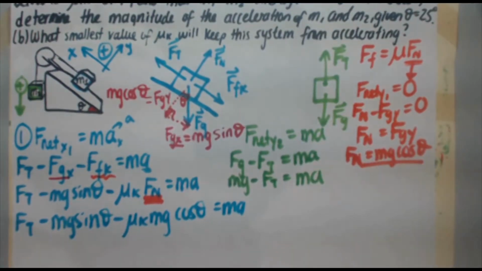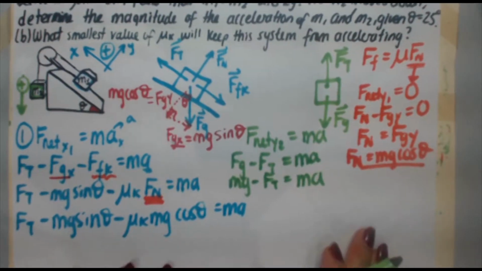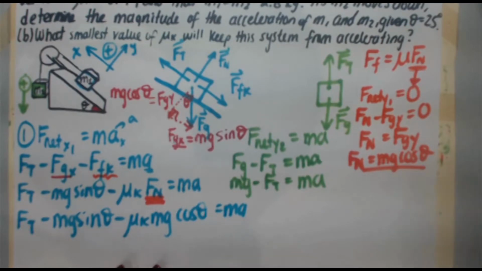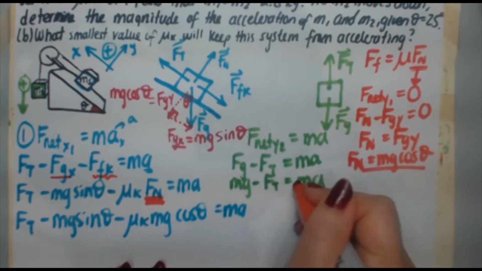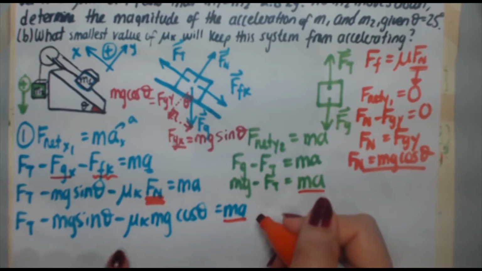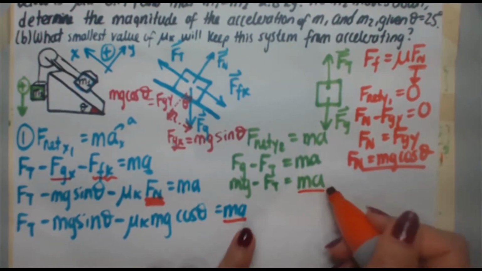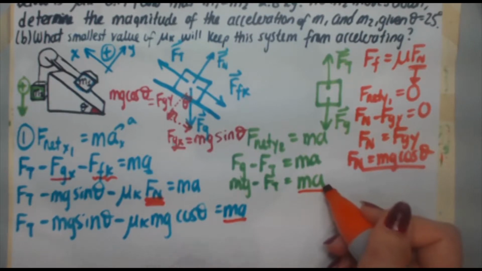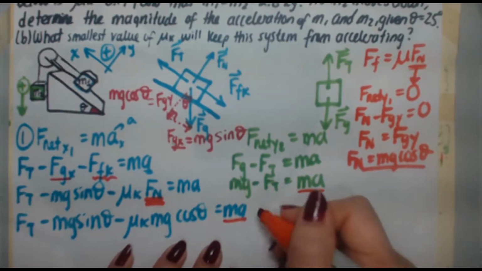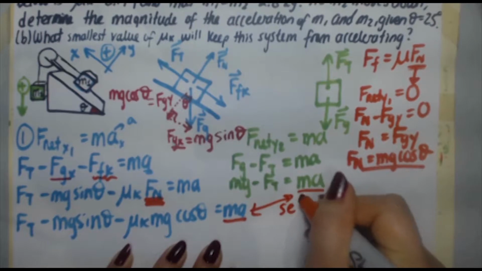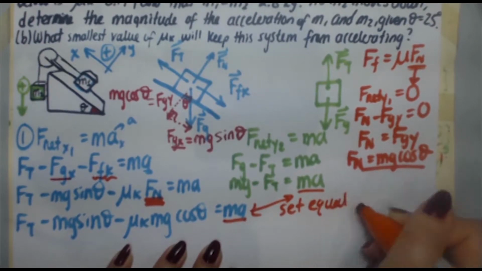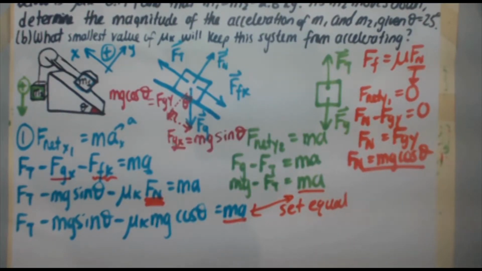Now, hopefully you recognize something interesting here. Notice that I've said ma is equal to this expression, but ma is also equal to this expression. Because they're both ma, the masses are the same, the accelerations are the same, the products must also be the same. So what I can actually do is set these two equations equal to each other. That's what I'm going to do next.